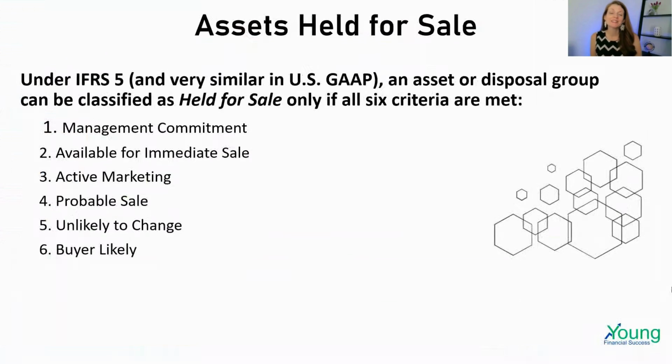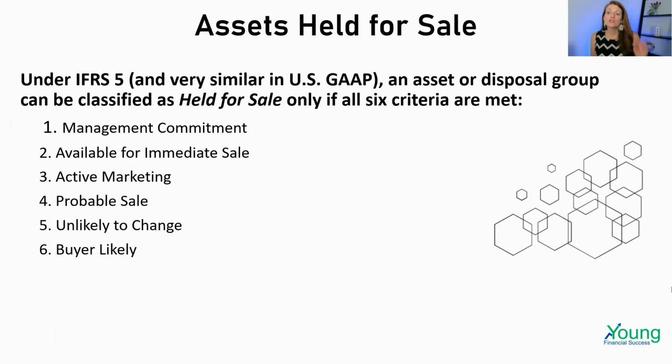Jump into assets that are held for sale. And we're going to focus on those because they can be treated differently on the balance sheet than those that are just still in use. So under IFRS, the International Financial Reporting Standards, very similar to the way that generally accepted accounting principles would show this, an asset or disposal group can be classified as held for sale only if all 6 of these criteria are met.